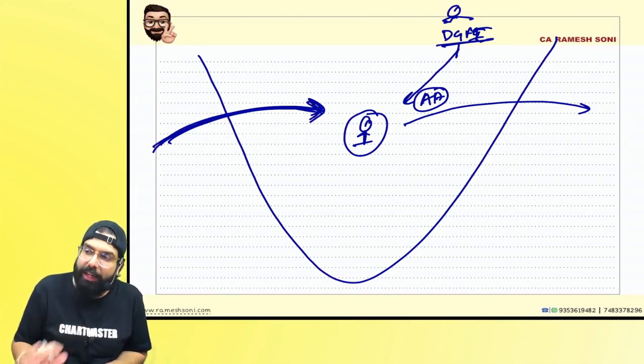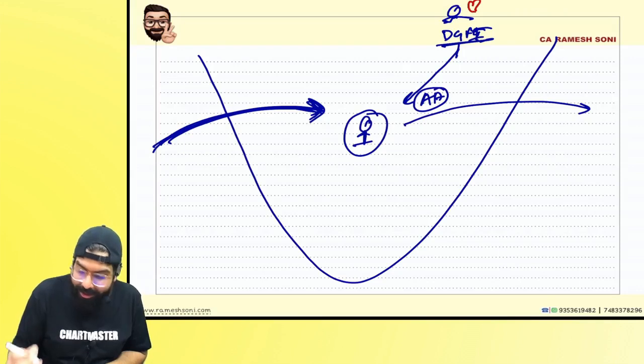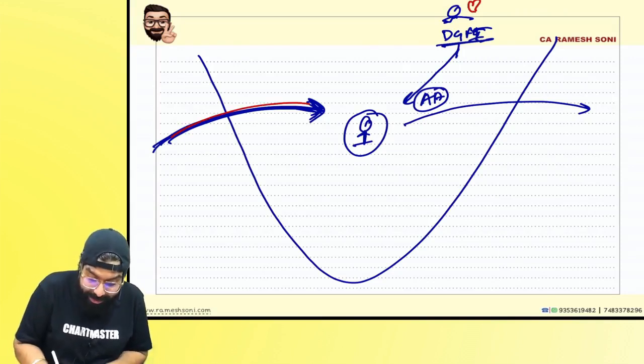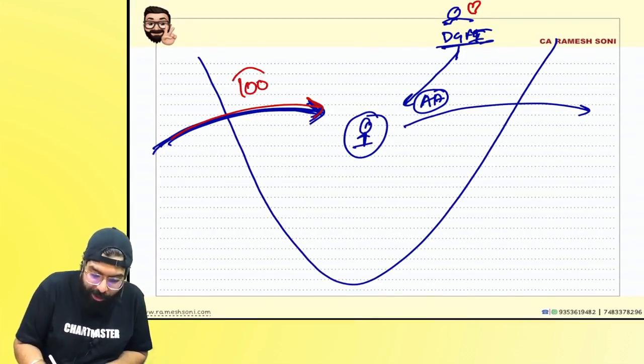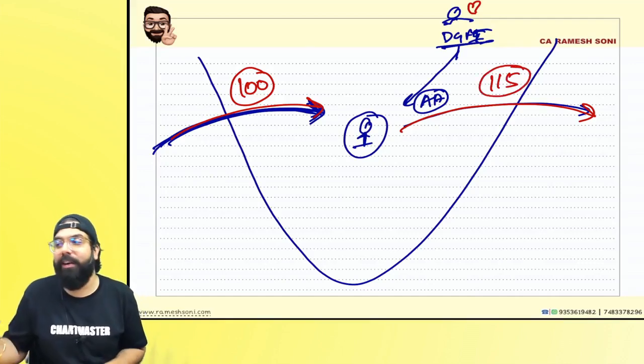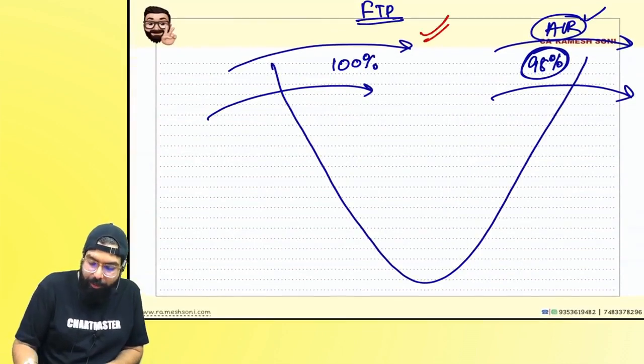If he gives you the advance authorization, you can import without any duty. But he will tell you, you have to show me dreams. What is his dream? Foreign currency. Sir, when I import goods, I will spend only $100. When I export, I will earn $115. Value addition has to be shown to him. Are we clear? This was your remission scheme.